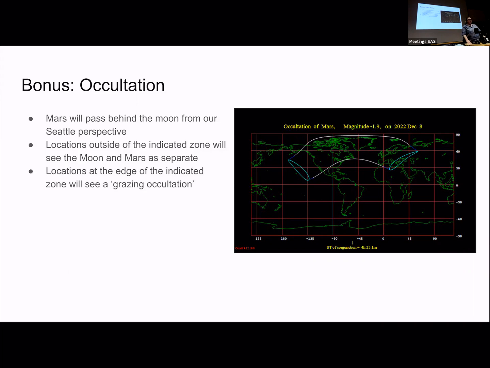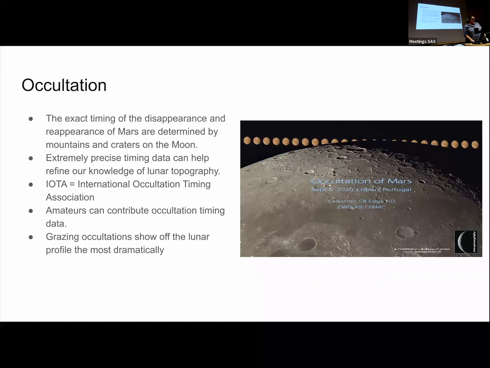The other thing is if you're right at the edge of this zone, you'll see what's known as a grazing occultation. This is a time lapse taken by a really well-known astrophotographer, Terry Legault, in Lisbon, Portugal. You can see Mars just barely going beyond the rim of the moon. One of the really interesting things is that the exact timing of the disappearance and reappearance of Mars are determined by mountains and craters on the moon.